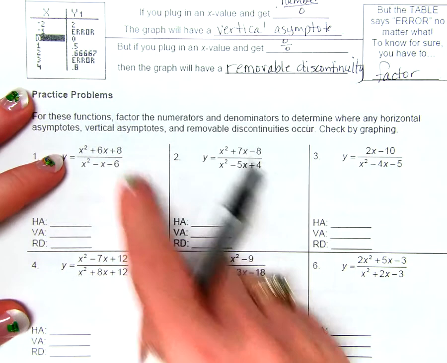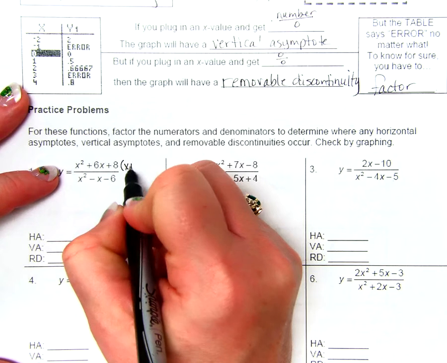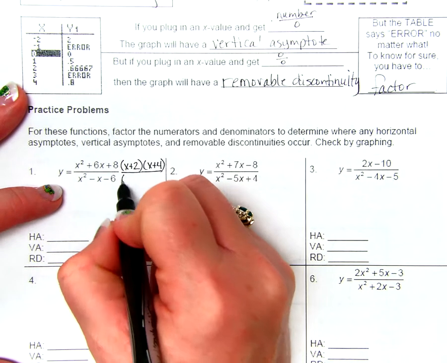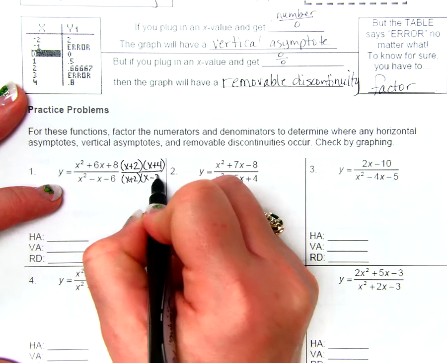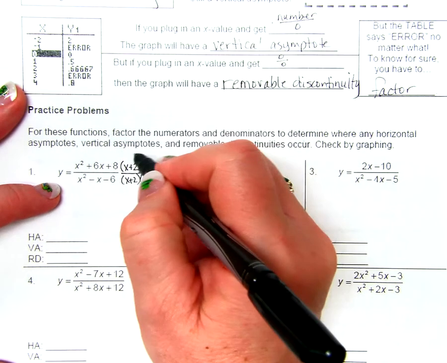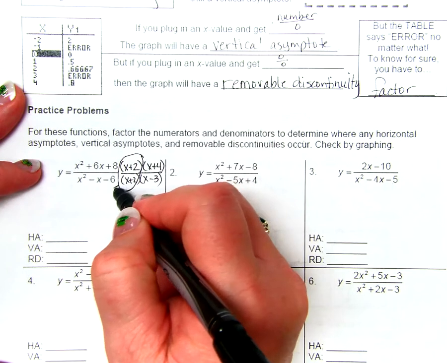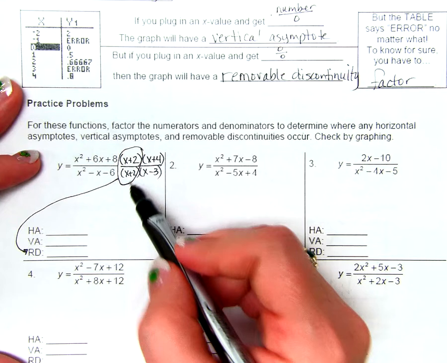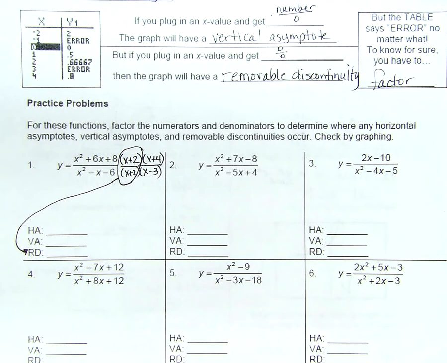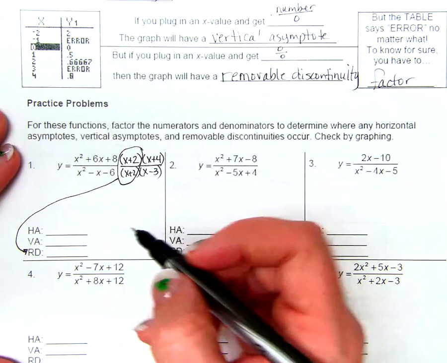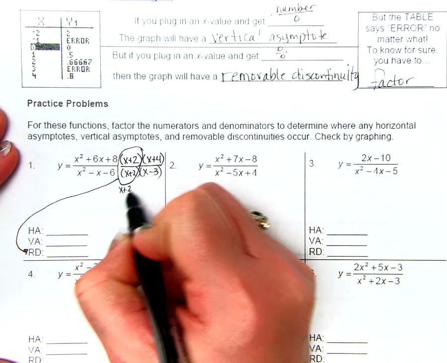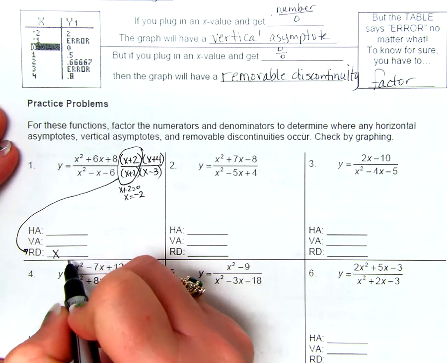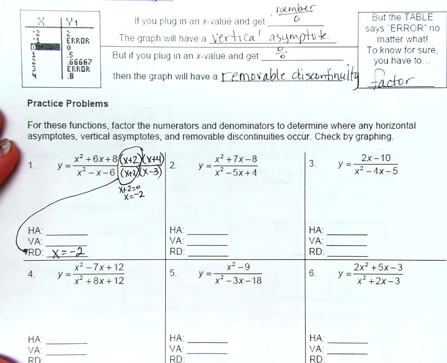Okay? So if we factor the numerator here, we're going to get x plus 2 and x plus 4. If we factor the denominator, we're going to get x plus 2 and x minus 3. So in this case, these two would cancel out. So that's going to create a removable discontinuity. Now, where is it going to be a removable discontinuity? Well, I still have to follow the other rules. I have to set it equal to 0. So x plus 2 equals 0 will give me an x value of -2. So my removable discontinuity, or my hole, is going to be at x equals -2.